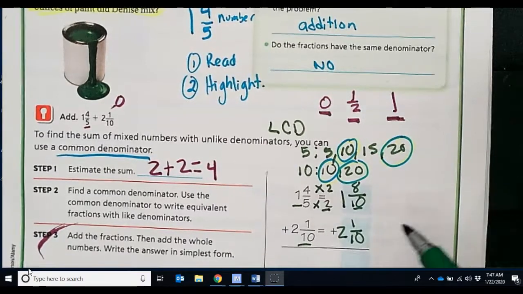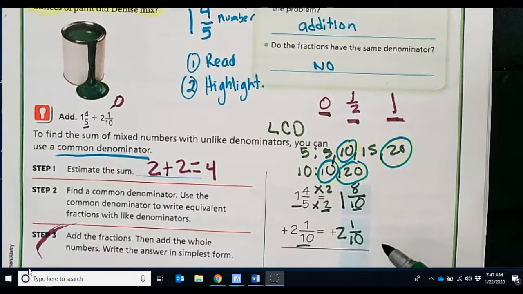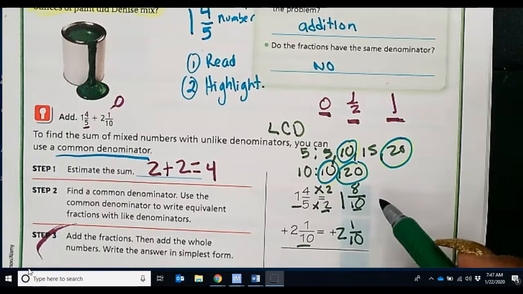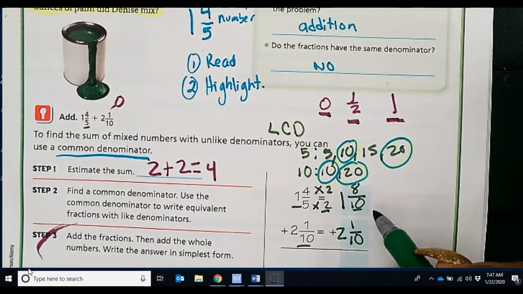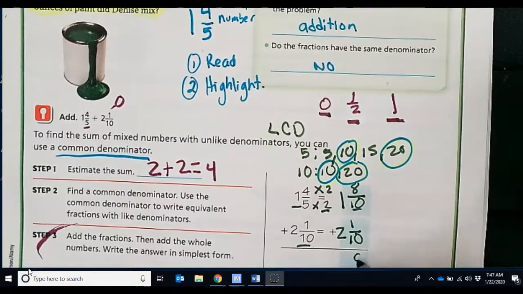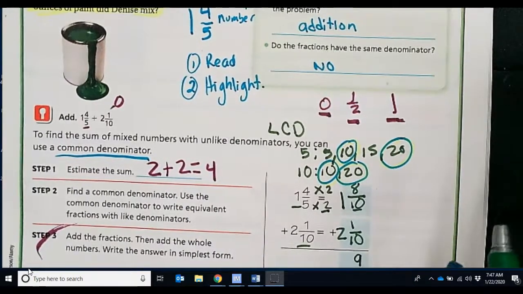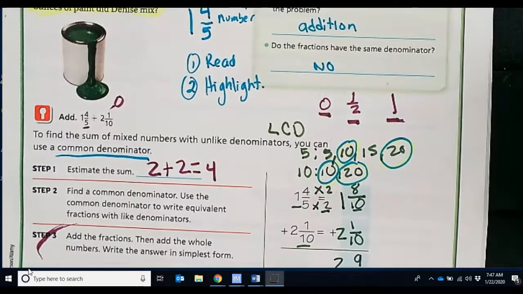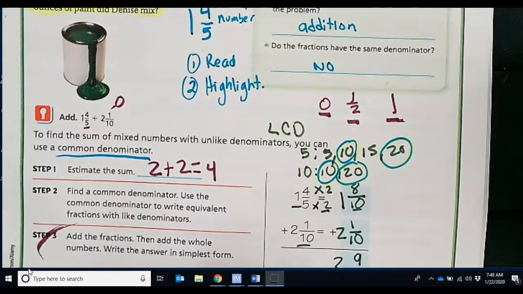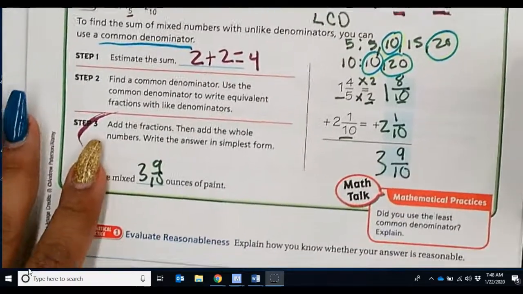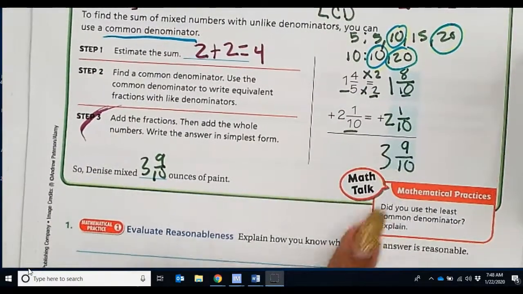So now I am ready to add, because my fractions have the same denominator. And you want to add the fractions first. Why do you want to add the fractions first? Well, in case you have a fraction bigger than 1, you can regroup. In this case, 8 plus 1 equals 9/10. So that's still less than 1. And now add your whole numbers. 1 plus 2 equals 3. So Denise mixed 3 and 9/10 ounces of hemp. Oh, sorry, you weren't able to see that. 3 and 9/10, because we added.